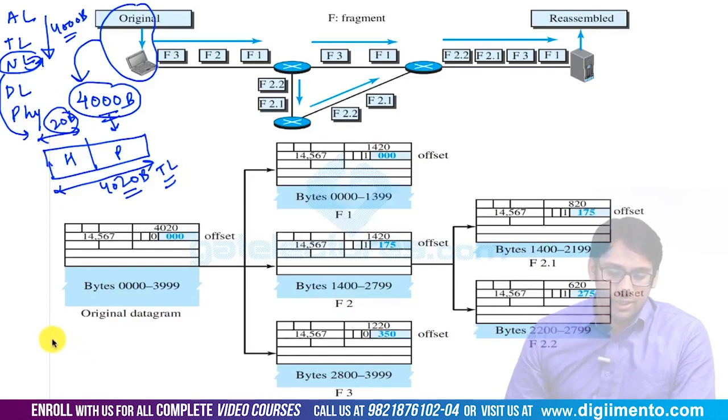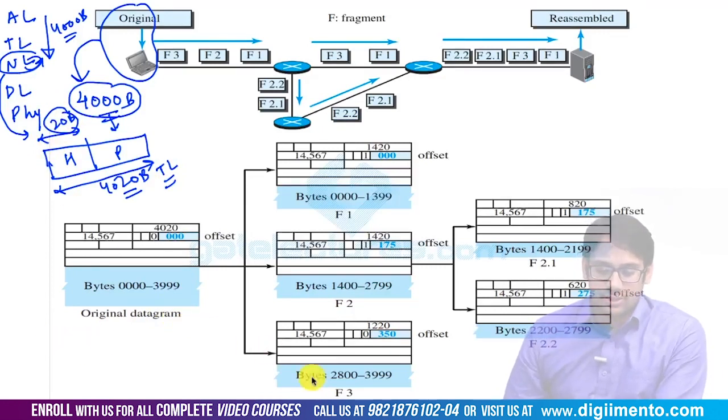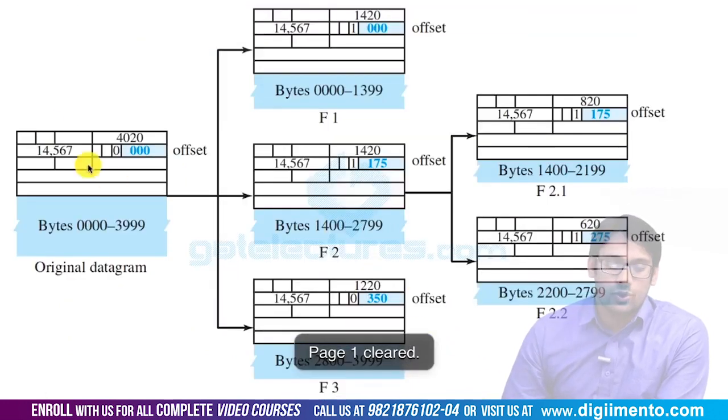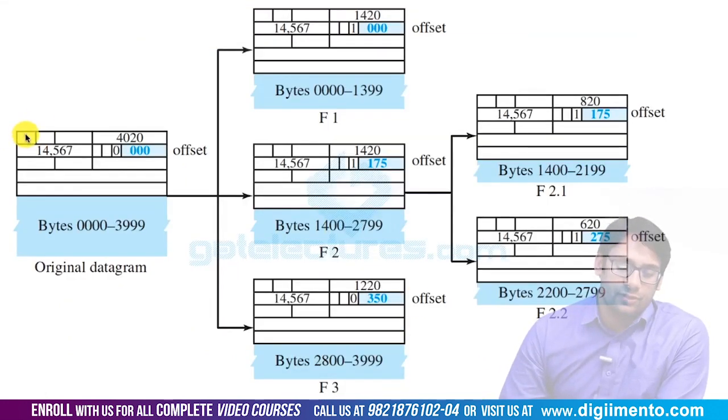So if you see this in this particular case, what is the information that we store in every field? The very first field is your version information. So the version is IPv4, so it is going to store 4.